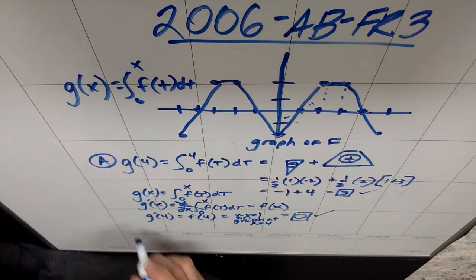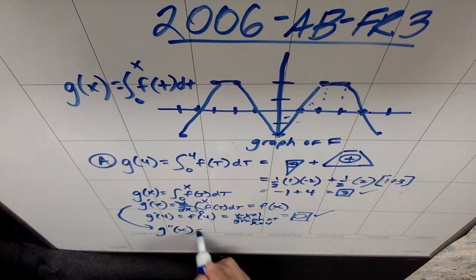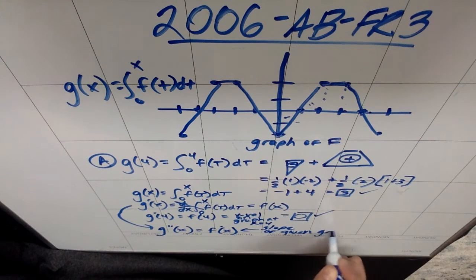And then the last one, if we derive again, g double prime of x should be f prime of x, which is the slope of the given graph, right? So that's the derivative. So slope of the given graph, right?